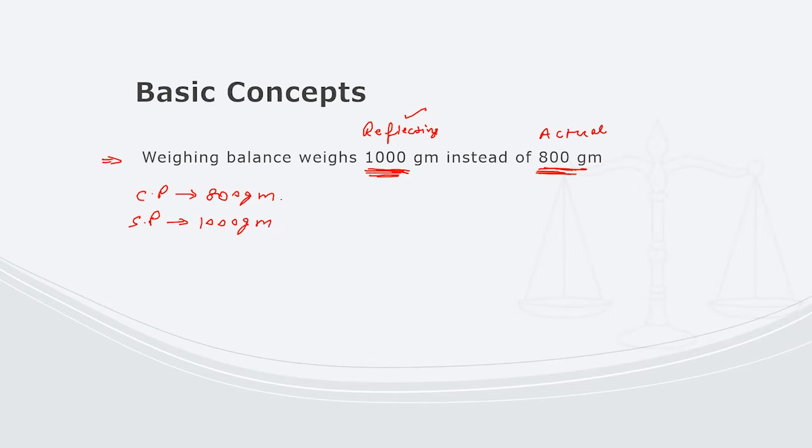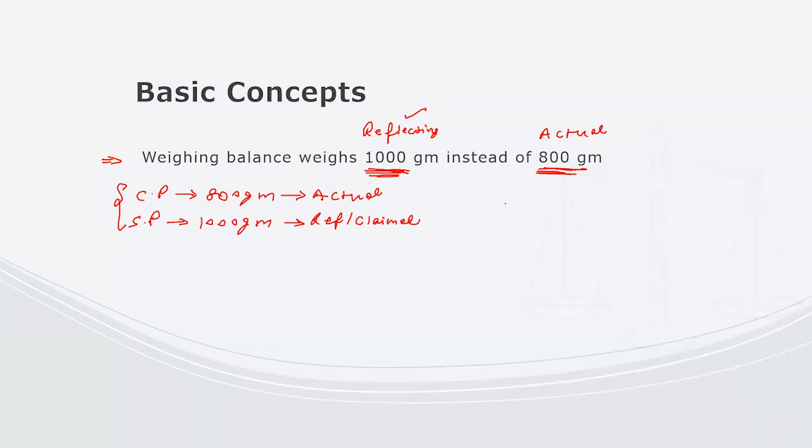Now, this is something that we have to understand. Cost price is always determined on the actual weight. Selling price is determined on the reflected or the claimed weight that the shopkeeper is claiming. Claimed weight, it can be length depending upon the question. So that is one thing that we always have to understand in these questions: what is the measurement on which my cost price will be determined and what is the measurement on which my selling price will be determined. That's point number one.